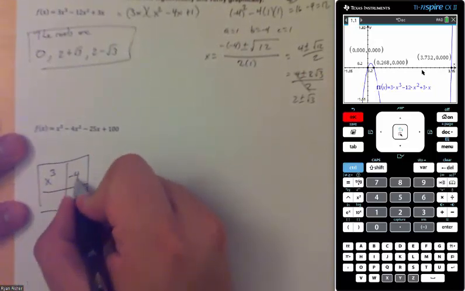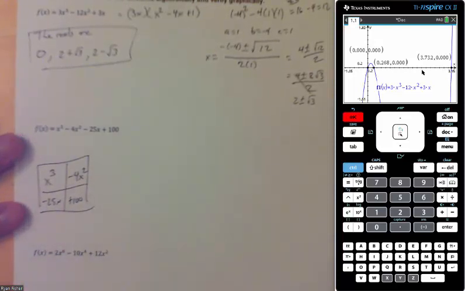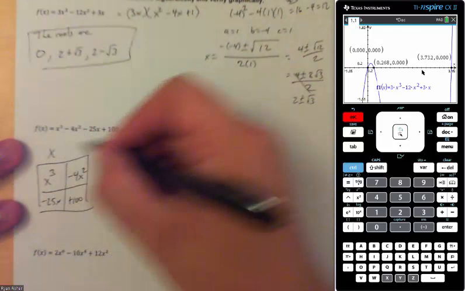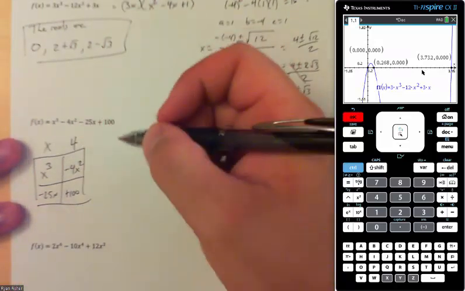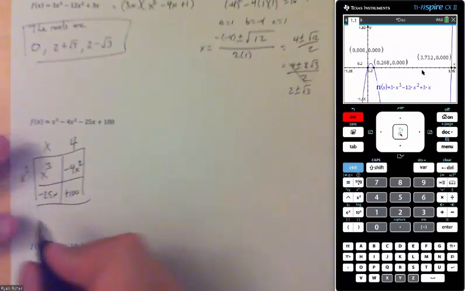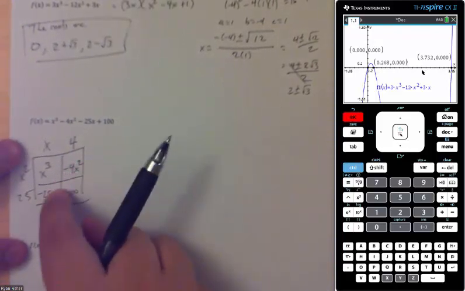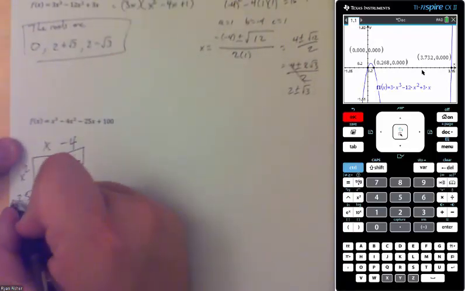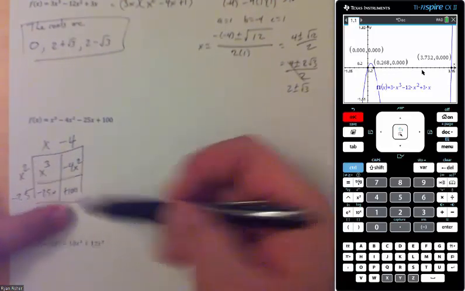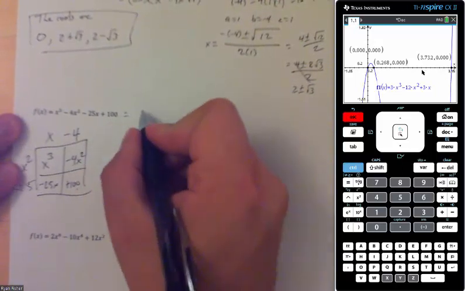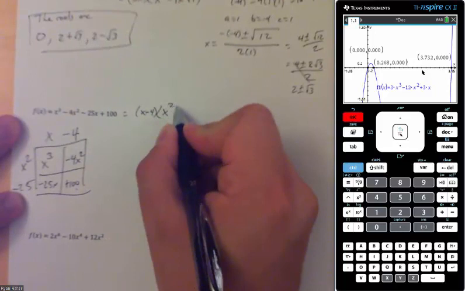X cubed plus 100. See what's in common. There's an x in common. There's a 4 in common. There's an x squared. There's a 25. And I think I need these boxes to be negative, so I think the most efficient way to do that is to make both of those a negative, because negative times a negative will give me a positive. So this is equal to x minus 4, and then x squared minus 25.